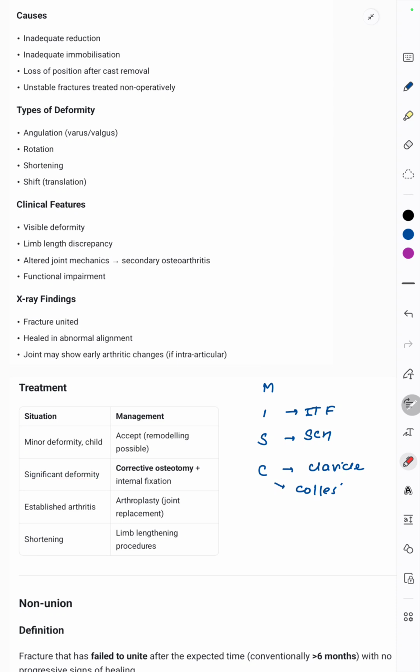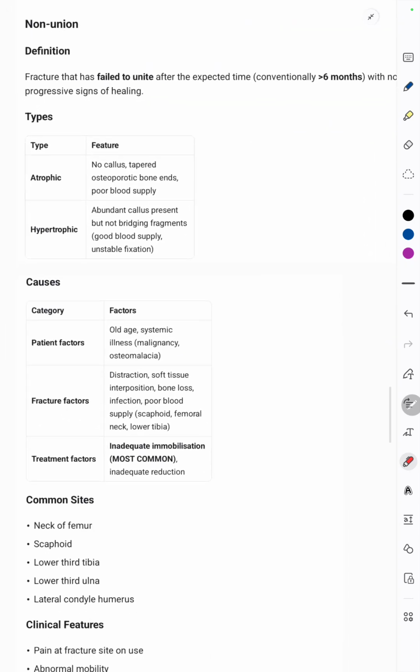Significant deformity, then osteotomy and internal fixation should be done. If there is established arthritis, arthroplasty should be done, and if there is limb length shortening, then limb extension or lengthening procedures can be used. The examples of malunion are given by this mnemonic MISC. So I stands for intertrochanteric fracture, S stands for supracondylar fracture of the humerus, and C stands for the clavicle and the Colles fracture. The next is non-union.